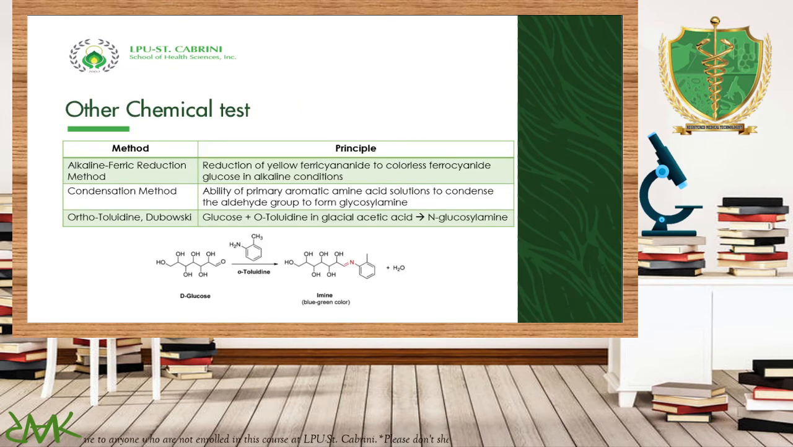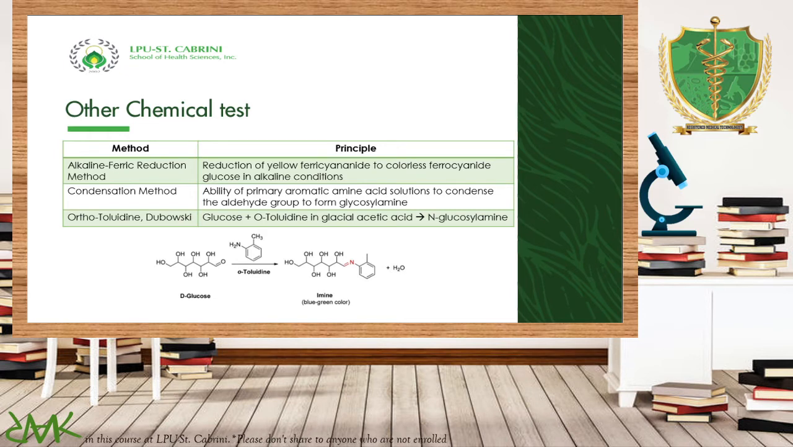Now, what are the other chemical tests that we have? We have our alkaline ferric reduction, and the principle of alkaline ferric reduction is the reduction of yellow ferricyanide to colorless ferrocyanide by glucose in alkaline conditions. Aside from that, we have our condensation method, which is the ability of primary aromatic amine in acid solutions to condense with the aldehyde group to form glucosamine.